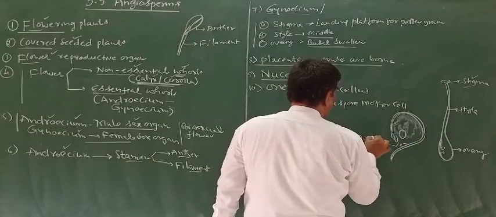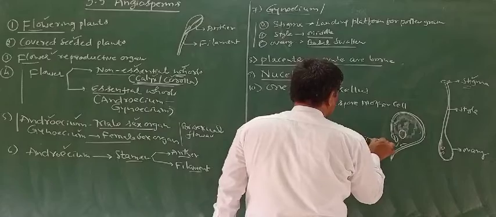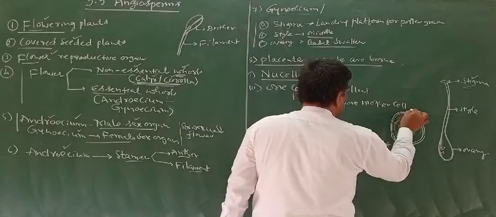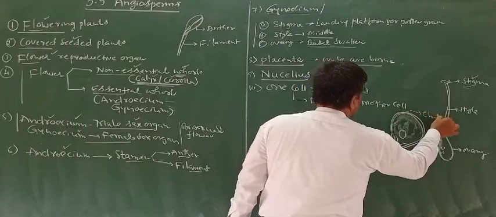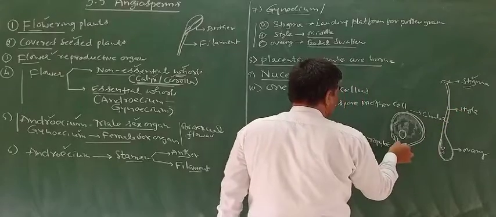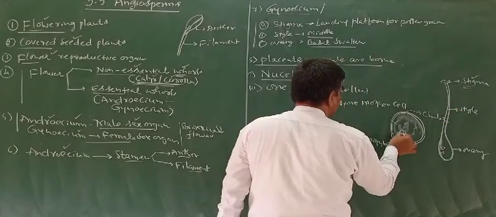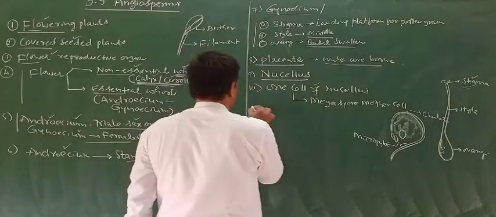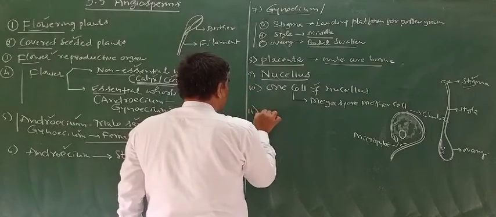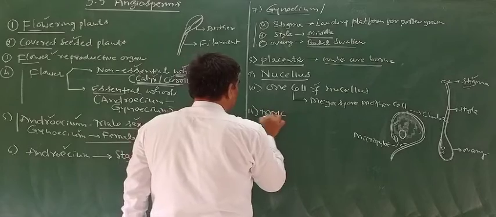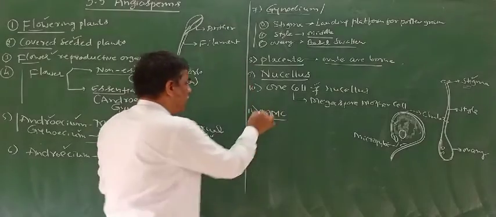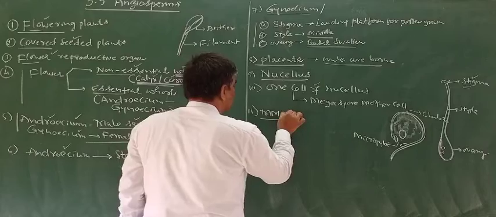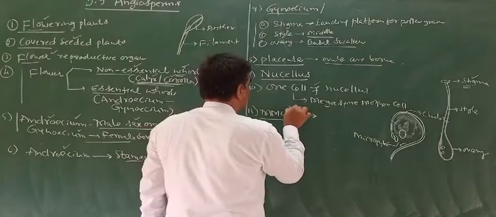In the ovule, we can differentiate different parts. This is called the micropyle, and this portion is called the chalaza. This you will study in your second PUC. The cell of the nucellus which is present towards the micropylar end gets differentiated into the megaspore mother cell. I can write it in short form, megaspore mother cell. It undergoes meiotic division.